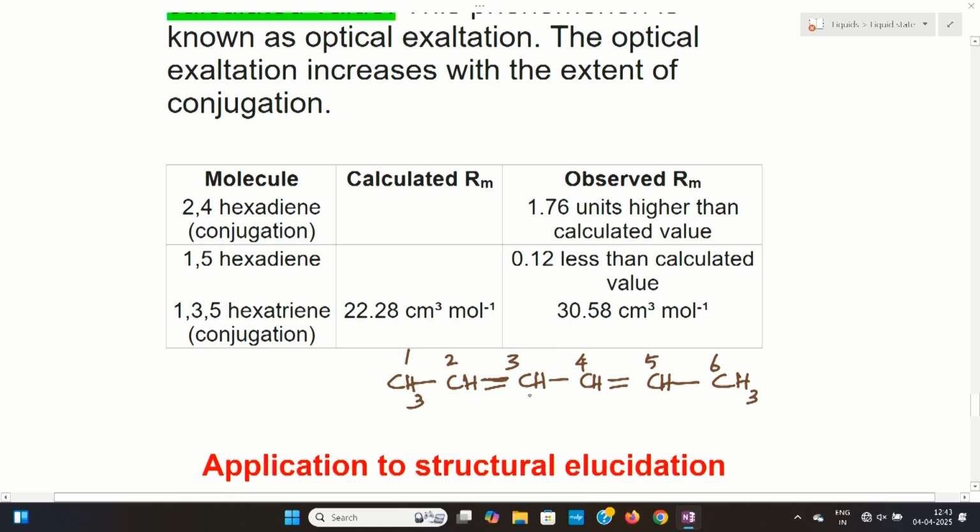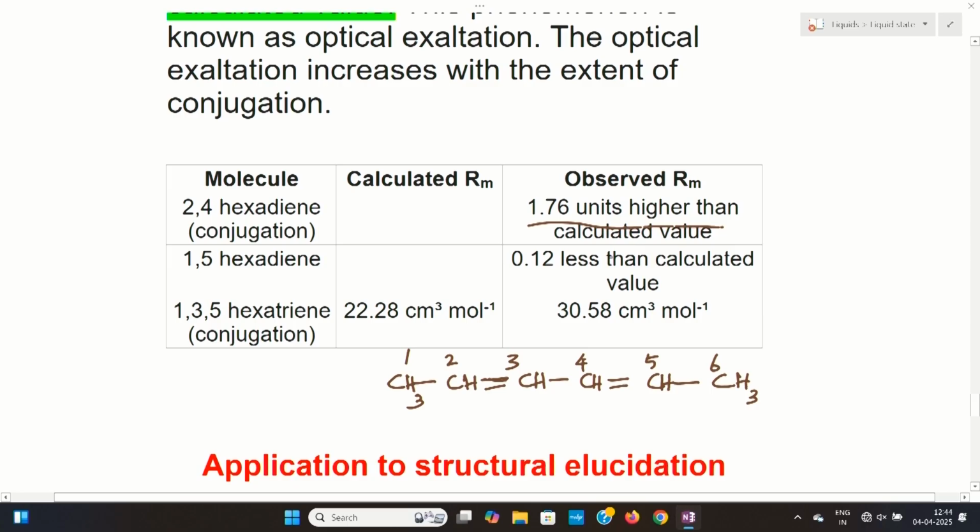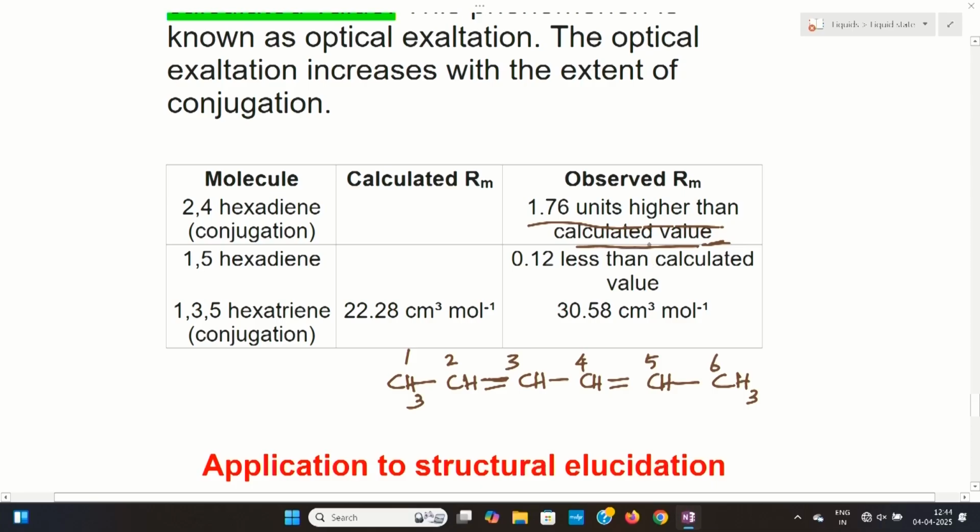When they found out the molar refraction value of 2,4-hexadiene, the observed molar value was 1.76 units higher than the calculated value. That means it shows some optical exaltation. That phenomenon is called optical exaltation. The molar refraction value showed a higher value; the observed value was higher than the calculated value.